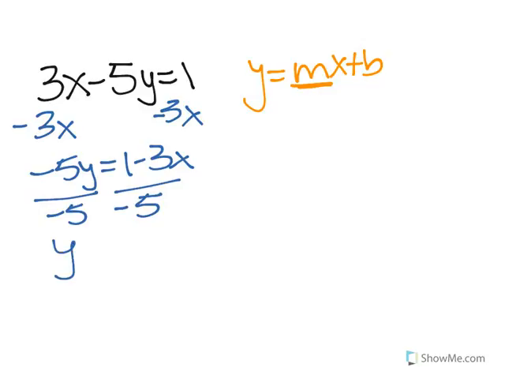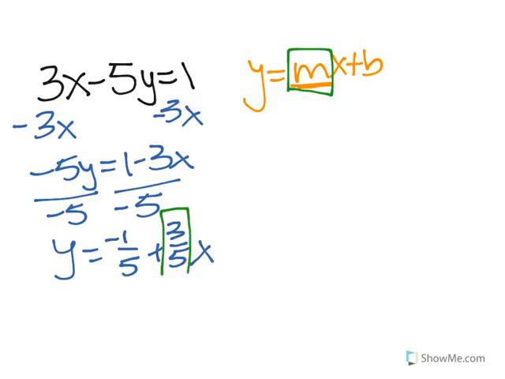And we have that y equals -1/5 plus 3/5 x. And now comparing this to our slope-intercept form, our m is with our x, so our slope is 3/5.